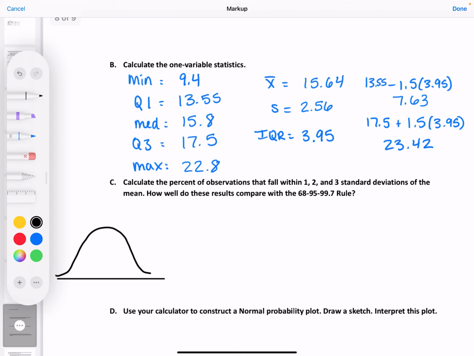And I would put on here your mean, and then I would draw out what all of them are supposed to be. So 15.64, write smaller. 15.64, and then I would figure out what the other ones are supposed to be first by adding or subtracting. It's this value, and then you're going to add 2.56 to it to get these other ones, and then subtract it to get the other side.